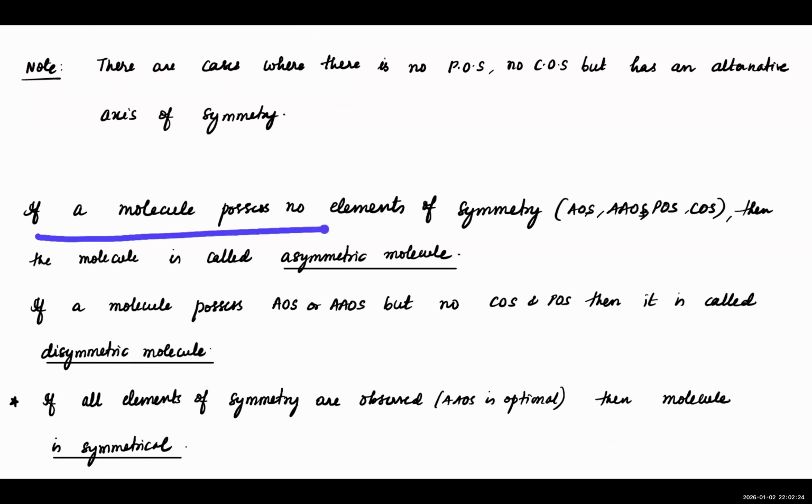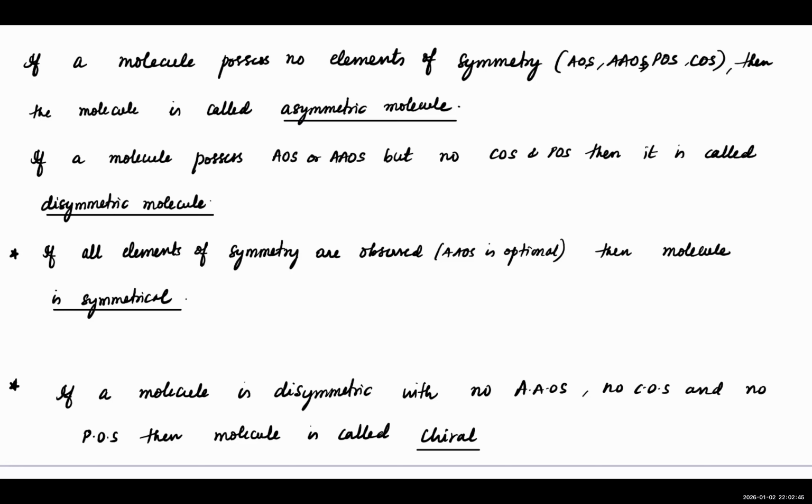If a molecule possesses no elements of symmetry, that means whatsoever, whether it is axis of symmetry, center of symmetry, plane of symmetry, alternative axis, no symmetry at all, then only we call it an asymmetric molecule. And if a molecule possesses an axis of symmetry or alternative axis of symmetry, but no center of symmetry and no plane of symmetry, then it is called a disymmetric molecule.